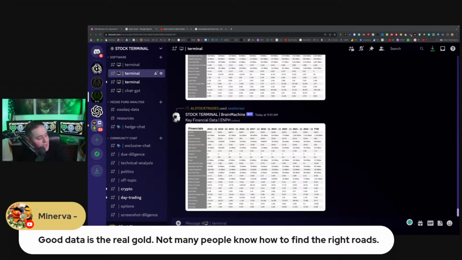Good data is the real gold. Not many people know how to find the right rows.